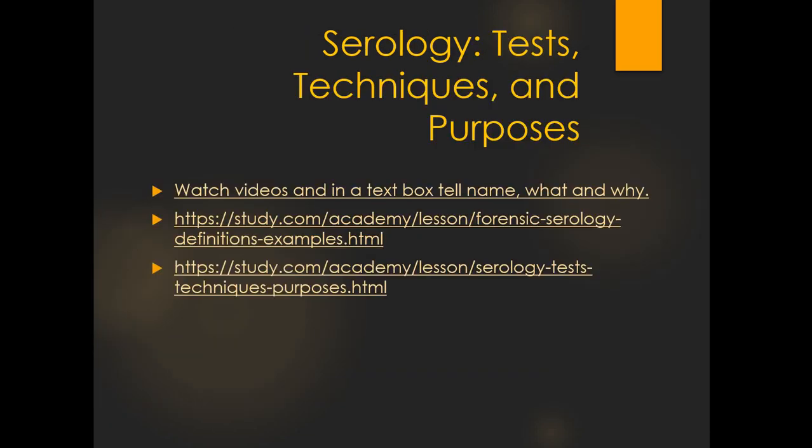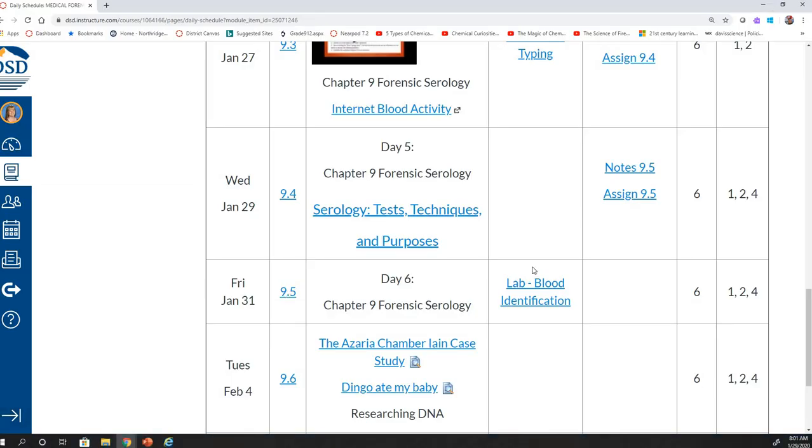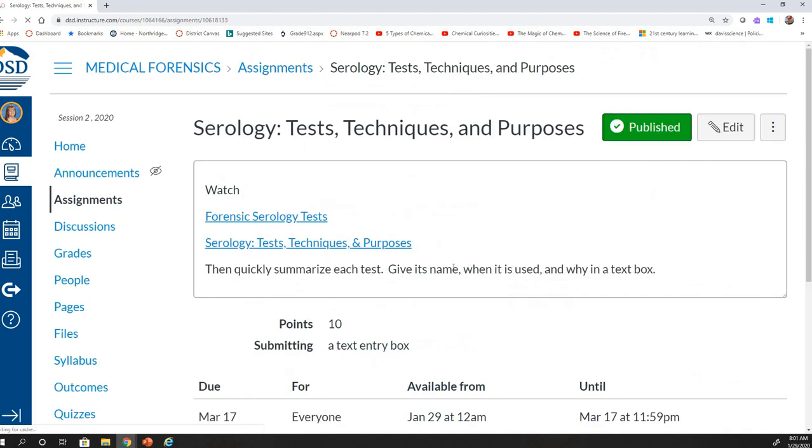Okay, so if you get back up on your daily page, there is a link that I'd like you to go to right now. It's Serology Test Techniques and Purposes. You just click on it, and there are two things I'd like you to watch. Then I want you to quickly summarize in a text box, so you get points. Give the name of the test, what it's used for, and why it's used. You're going to summarize each of them. If you want to have a Word document off to the side and fill it in as you go and then copy and paste it into the text box, that's awesome.